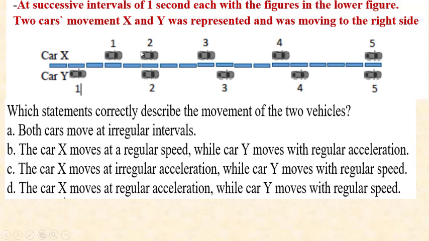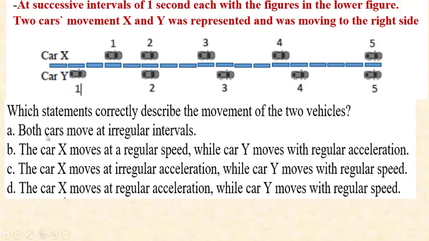Car X, the time between each point is 1 second, but the displacement is not equal. So I suppose it moves with non-uniform speed or velocity. While car Y, the time interval between each case is 1 second, and the displacement may be equal. So car Y may move with uniform speed or velocity. So X is non-uniform, Y is uniform. Car X has acceleration, while Y has zero acceleration.